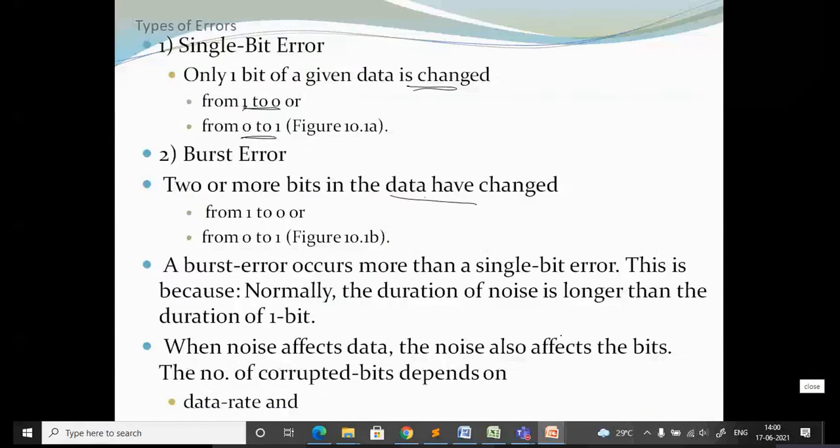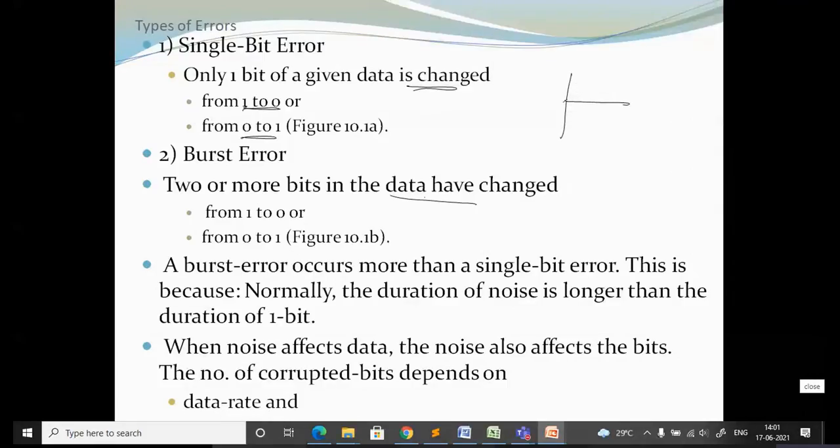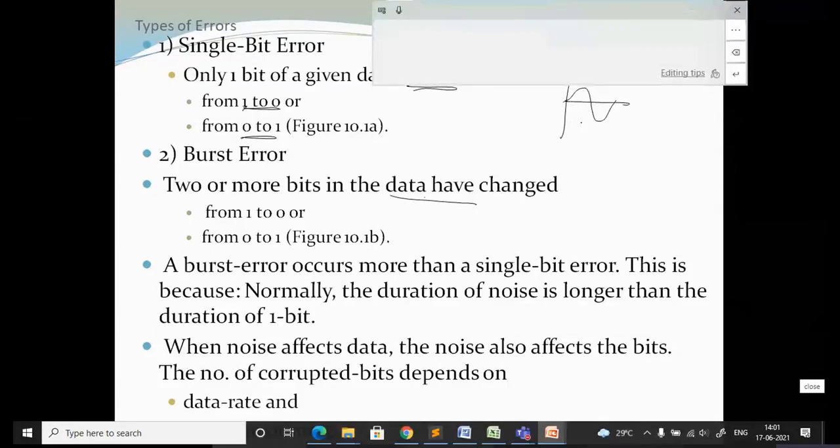So here burst error occurs, more than a single bit error. Most of the time, the cases of single bit error occurring are very few. That is because we cannot expect the duration of the noise to be only for one bit. It will not be only for one signal. We cannot expect the duration of noise to be only this much.